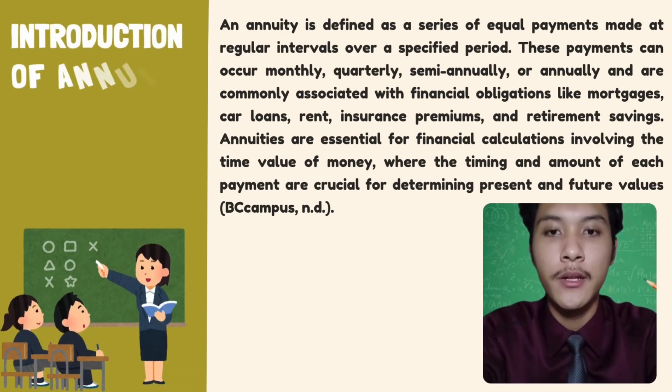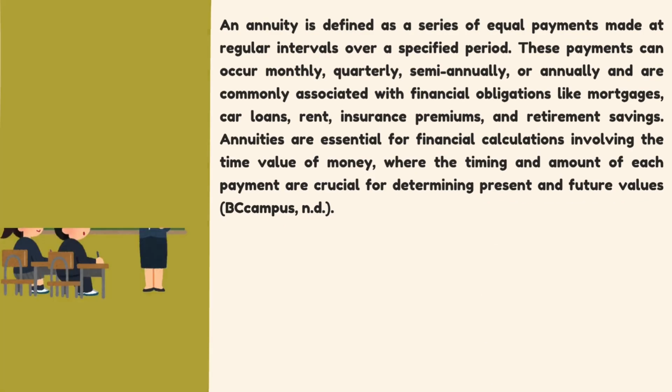For the introduction of annuity, an annuity can be defined as a series of equal payments made at regular intervals over a specified period. These payments can occur monthly, quarterly, semi-annually, or annually and are commonly associated with financial obligations like mortgages, car loans, rent, insurance premiums, and retirement savings. Annuities are essential for financial calculations involving the time value of money, where the timing and amount of each payment are crucial for determining present and future values.